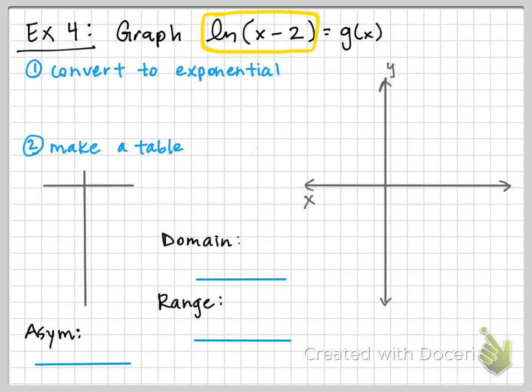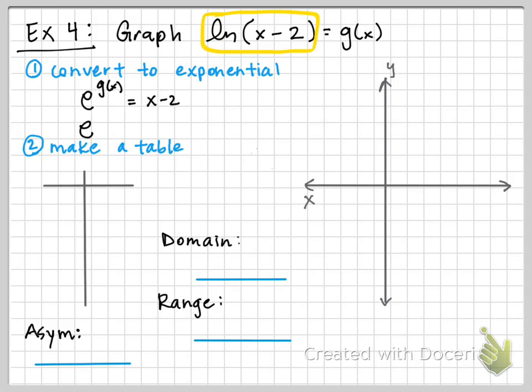What is the base of a natural log? That would be e. What is the power I'm raising it to? G of x. What's it going to equal? X minus 2. From here, again, you always want it to say x equals because then it goes right on the table.